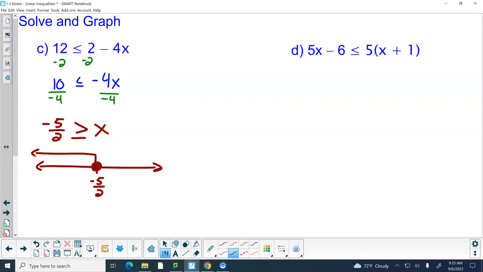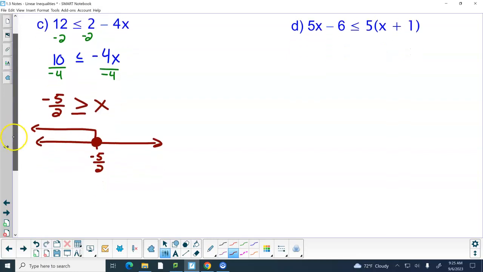If we wanted to give this answer in interval notation, it would be from negative infinity all the way to negative 5/2, and that would be a bracket because of the equality part. Agree on that? Yes, sir. Because this is saying that negative 5/2 is the biggest of the numbers. We want all of the numbers smaller than negative 5/2.